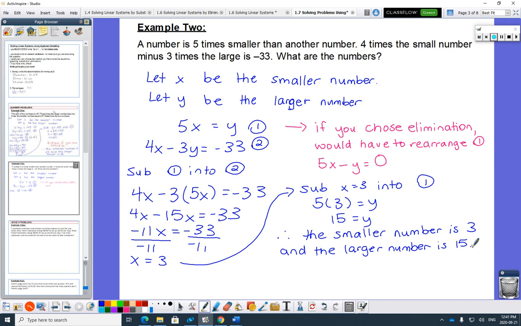And don't screw up your answer statement. Don't write by accident the larger number is 3, or the smaller number is 15 and the larger number is 3, okay? So take a deep breath and make sure that you don't lose marks for the simple things that can get you easy marks, okay?